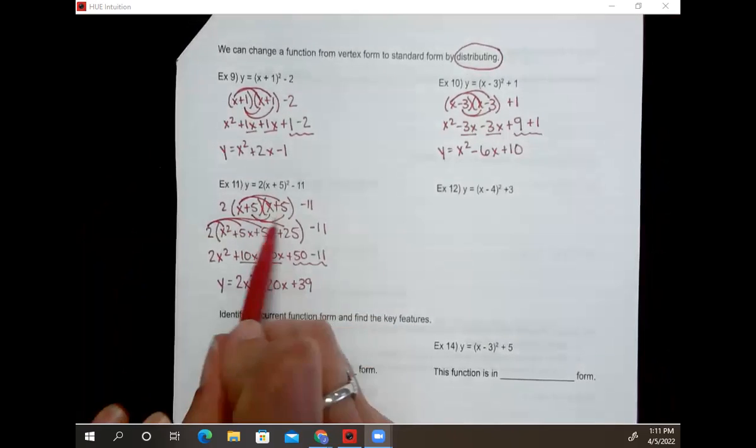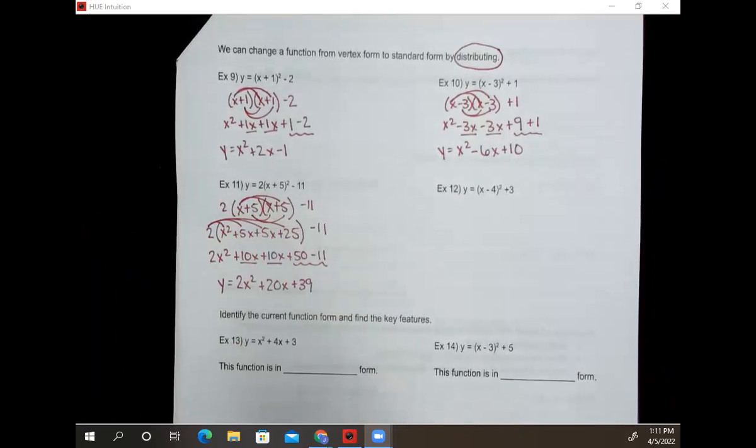Okay, that way we distribute this. We don't end up with any extra 2's in there. Questions for me on example 11? Okay, let's look at 12 then.